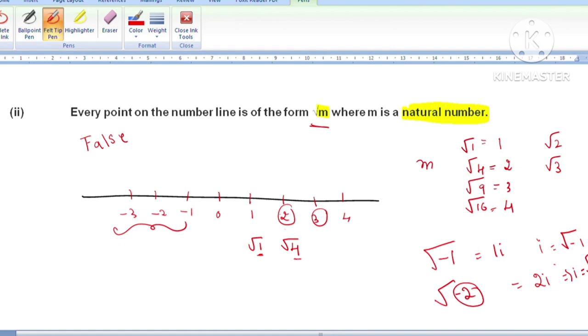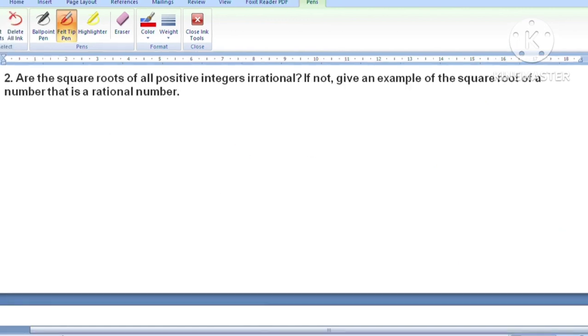Every point on the number line that is not in the form of root m, and it is also not a natural number. M is not a natural number. Are the square roots of all positive integers irrational? If not, give an example of the square root of a number that is a rational number.